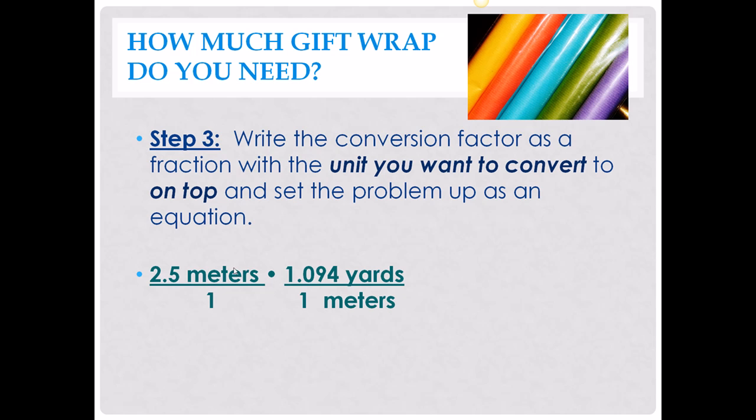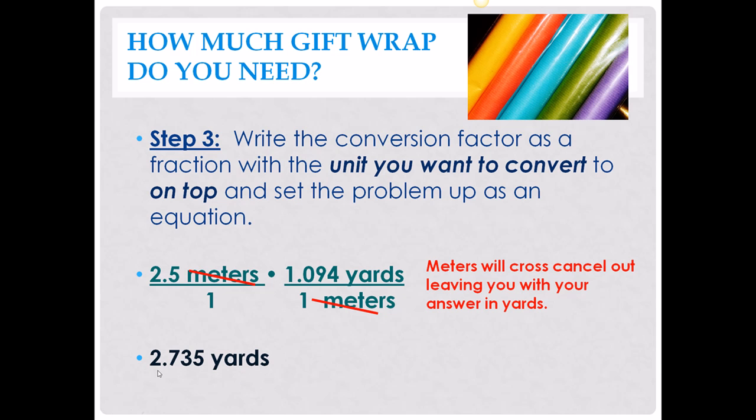You can see here that meters are diagonal from meters. That means they're going to cancel out. They call it cross-canceling. So anytime you have something diagonal from each other with your units, they will cancel out. And look what it's left with, my answer in yards. So did you multiply 2.5 times 1.094 and divide by 1? If you did, you have 2.735 yards.